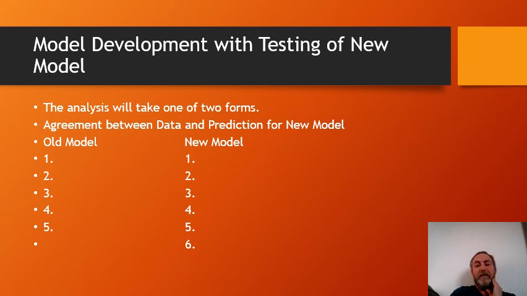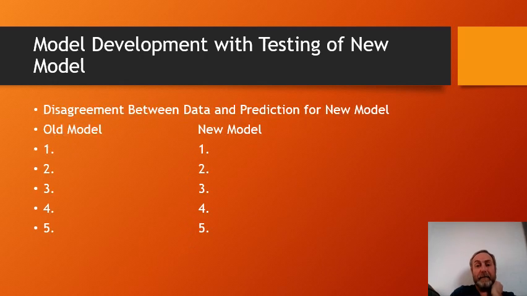So you got two ways that model development with testing of the new model could go. You got the old model, it goes 1, 2, 3, 4, 5, and you find lack of agreement, so there's no reason to go to 6. You develop the new model, experimental test of that. Now, if all goes well and the data and prediction agree for the new model, then you make it all the way to step 6, the new model. If there's disagreement, if the new model is not supported by the evidence, then you end up with only 5 steps on the new one, and you need to start thinking of a newer model.